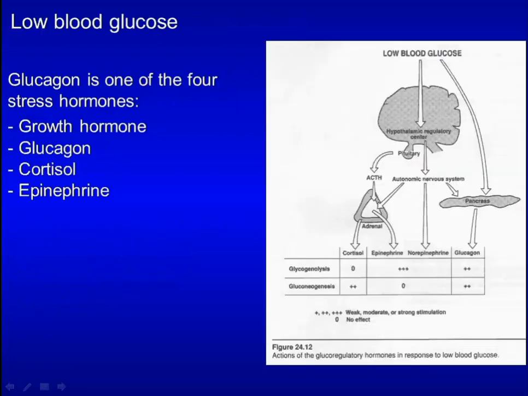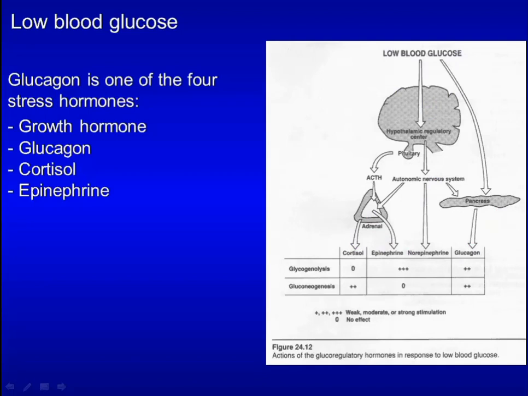Glucagon is one of the 4 stress hormones. When blood glucose level is low, first, hypothalamus sends a signal to pituitary gland, which then relays the signal to adrenal gland. The adrenal glands release cortisol and epinephrine. Hypothalamus also sends a signal to sympathetic nervous system, which releases norepinephrine. Second organ that senses the glucose level is pancreas, which then releases glucagon.